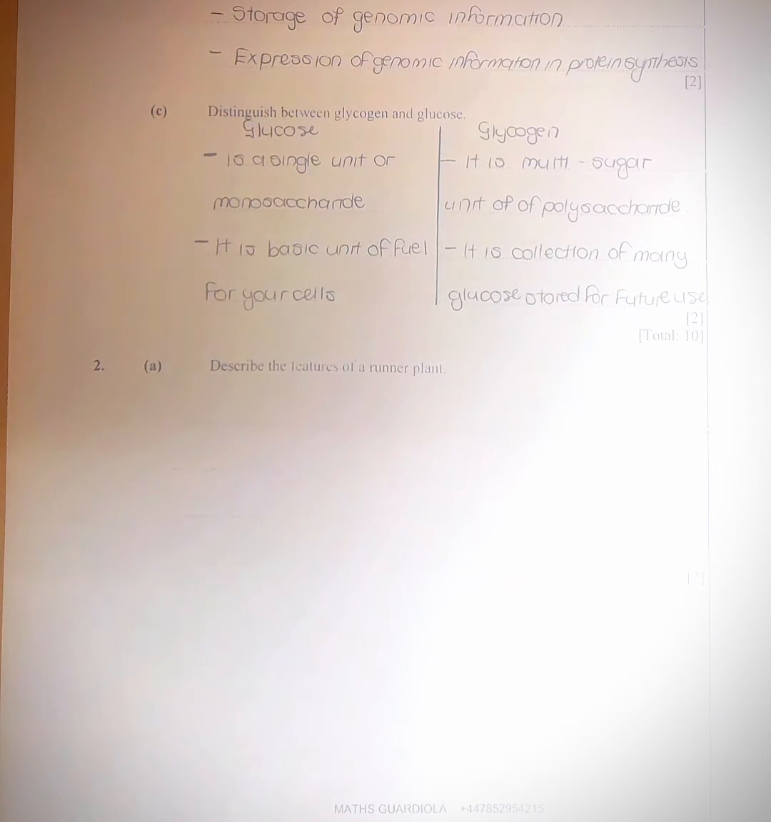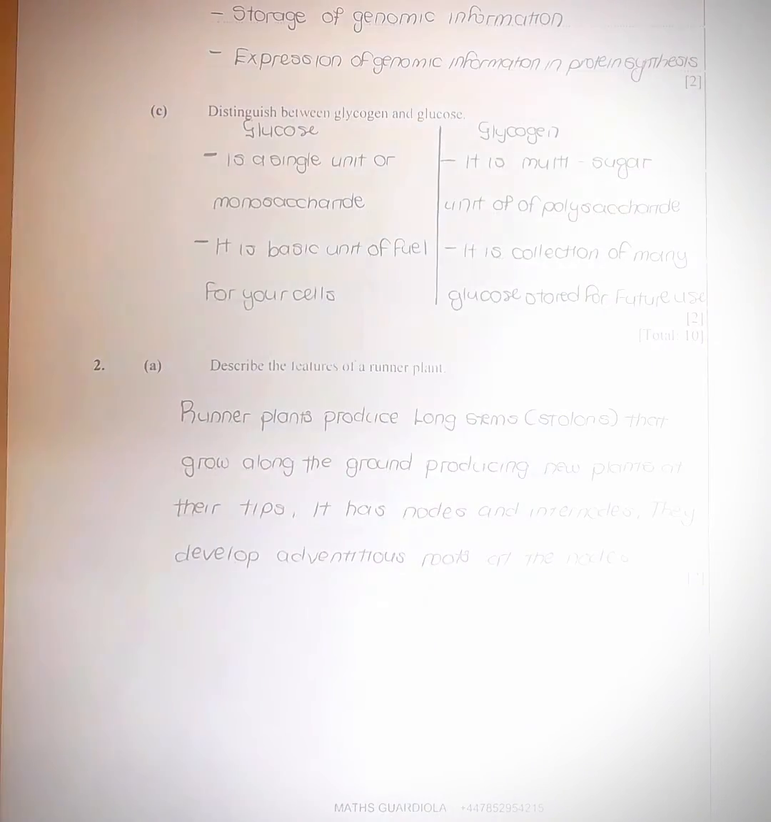It has nodes and internodes. They develop adventitious roots at the nodes. So let me re-summarize again the features of a runner plant. It produces long stems, which are also known as stolons, that grow along the ground, producing new plants at their tips. It has nodes and internodes. They develop adventitious roots at the nodes.